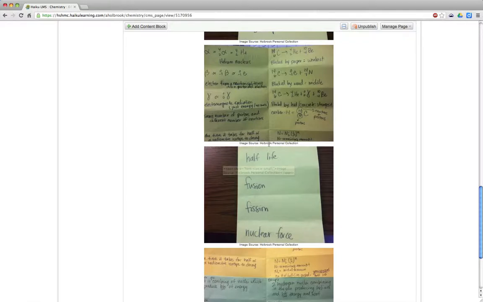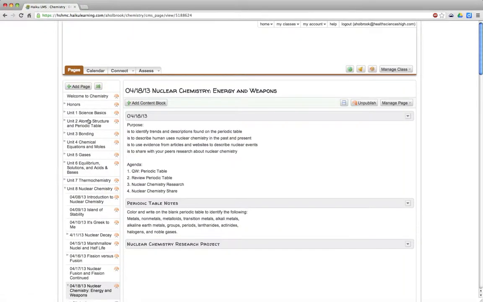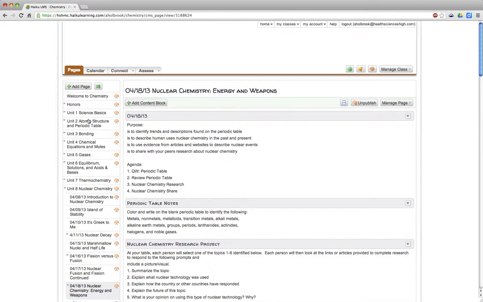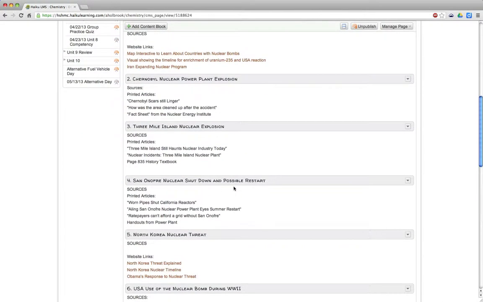The final assignment in the application of nuclear chemistry was a mini research project that the students completed in class. There were 8 topics shown here related to nuclear chemistry, and each student at a table picked a different topic so that in the end each person could share with and learn from the peers at their table.